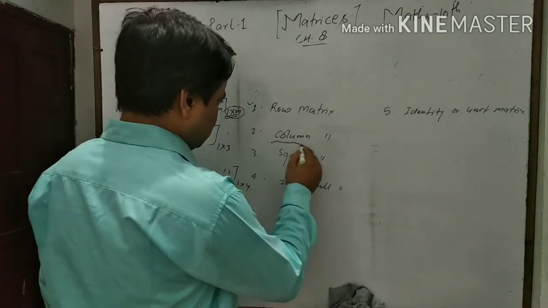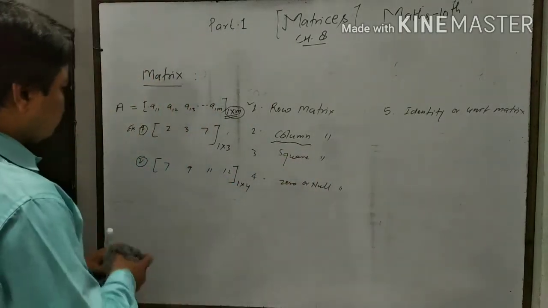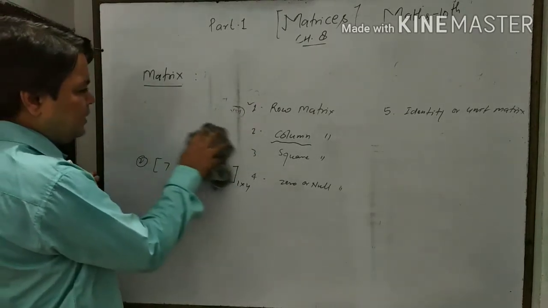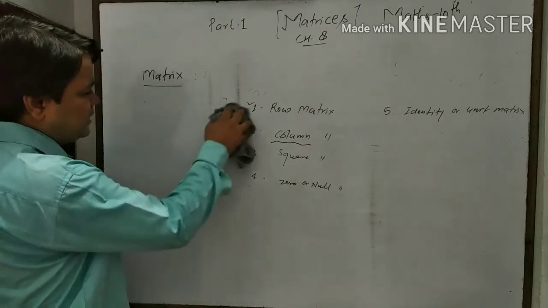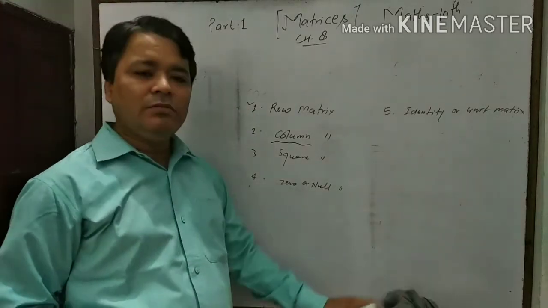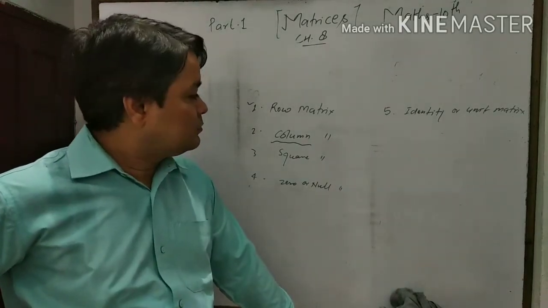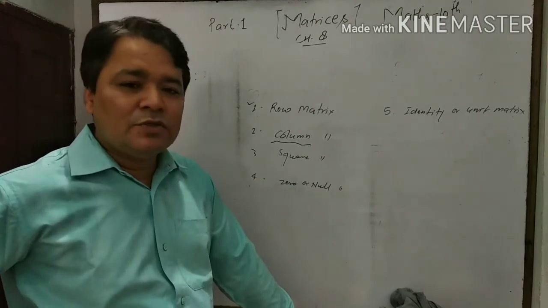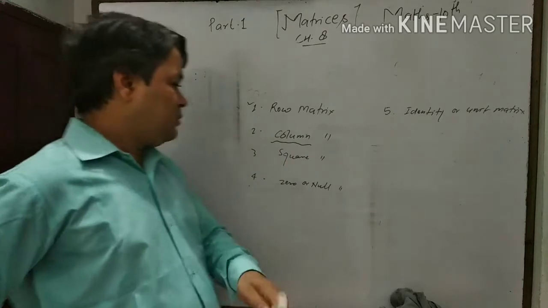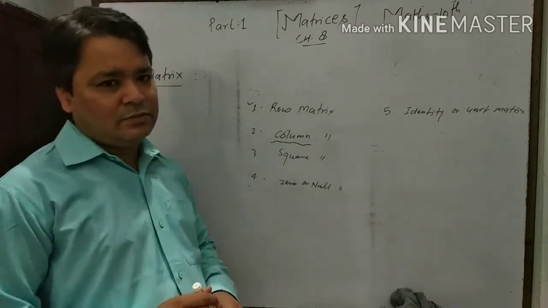Now we will discuss the column matrix. What is a column matrix? In a column matrix, there is some similarity to the row matrix. In a row matrix, there is only 1 row, and regarding the number of columns there is no condition. Similarly, in a column matrix, the number of columns will be 1.